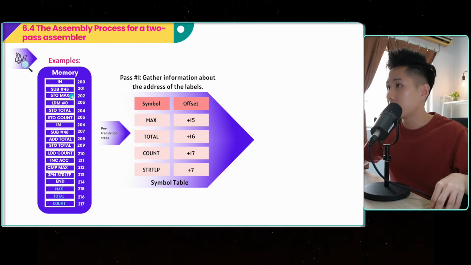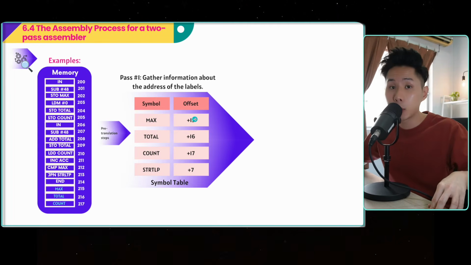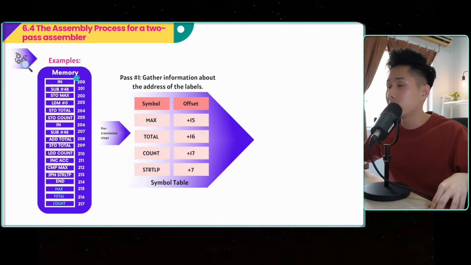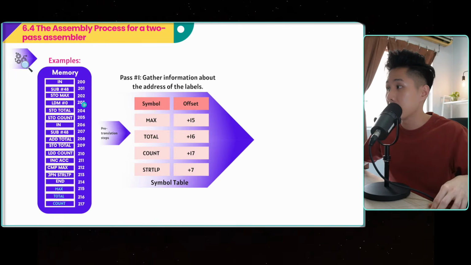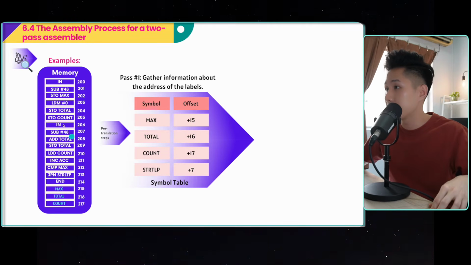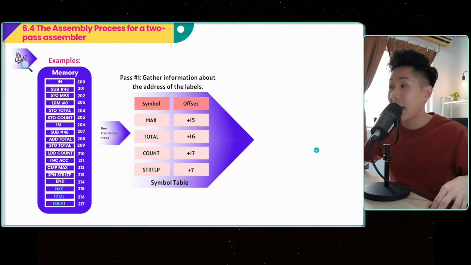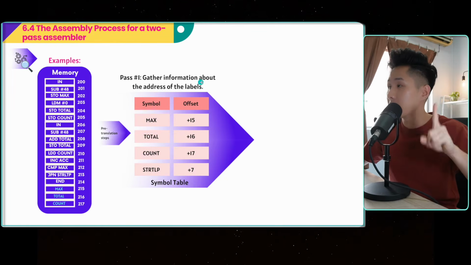Max, look, it is stored at location 215. The offset of it is actually the difference between the actual location and the base location. That's why they gather it as plus 15. Because if they don't go through the first pass, they cannot make the machine code for this instruction here. So this is why total is also gathered, count is also gathered. And that's the first part, to gather information about the addresses of the labels.